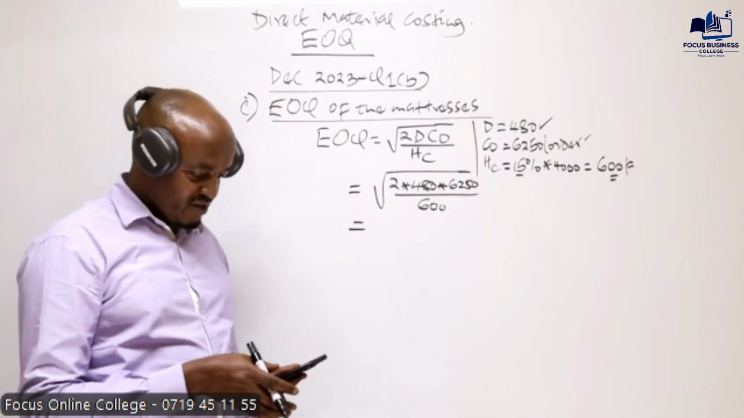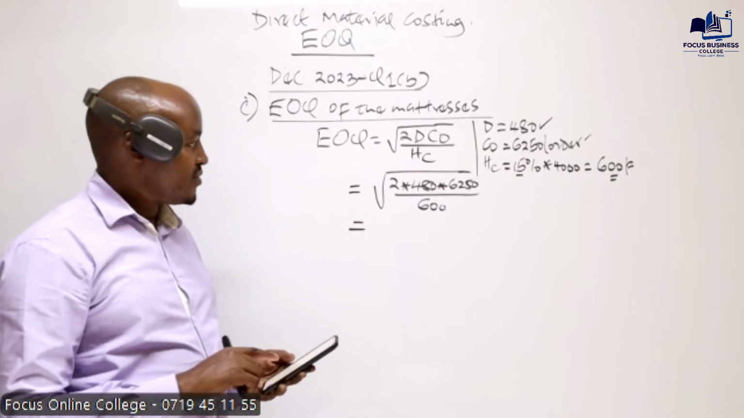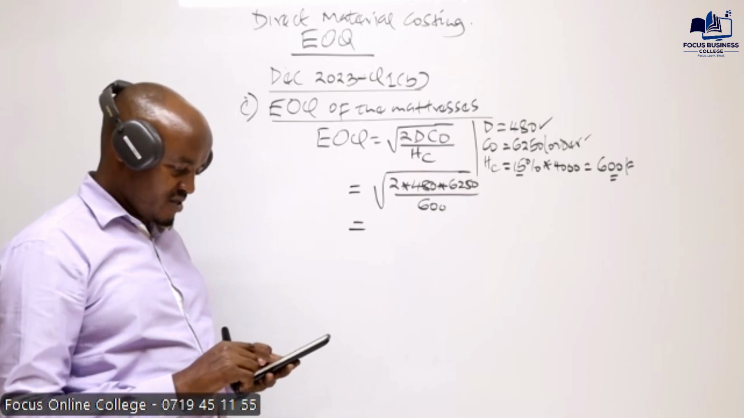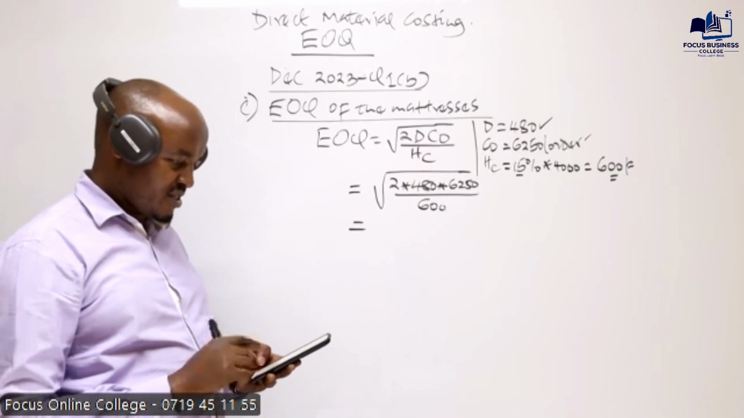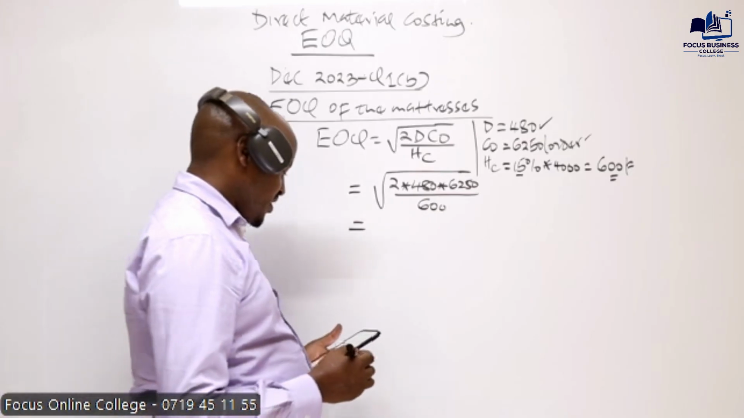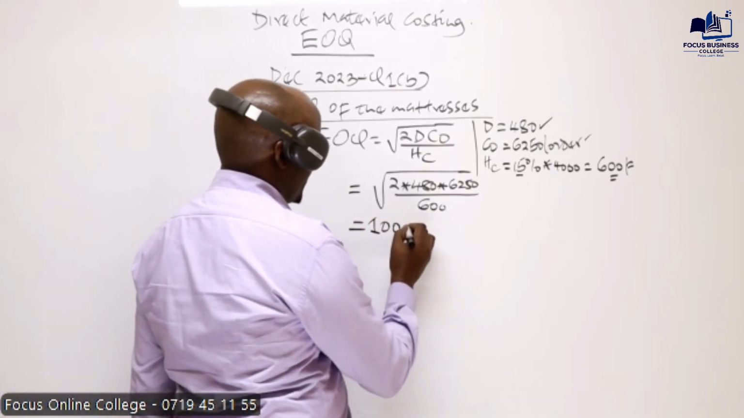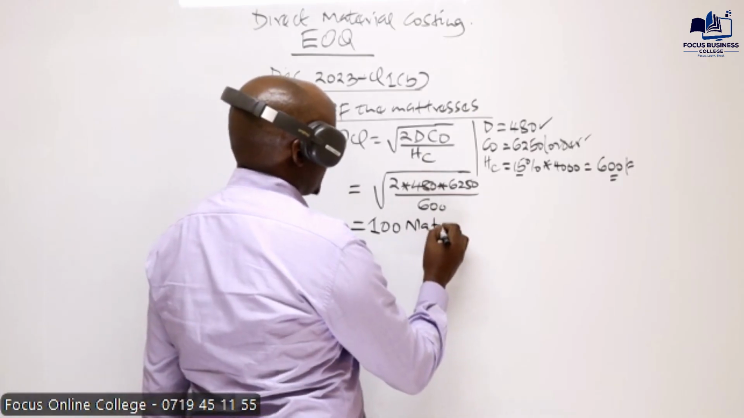So what will be the final answer? We have 2 times 480 times 62.50 divided by 600, and that gives us 10,000. So that means that the economic order quantity here is 100 mattresses.